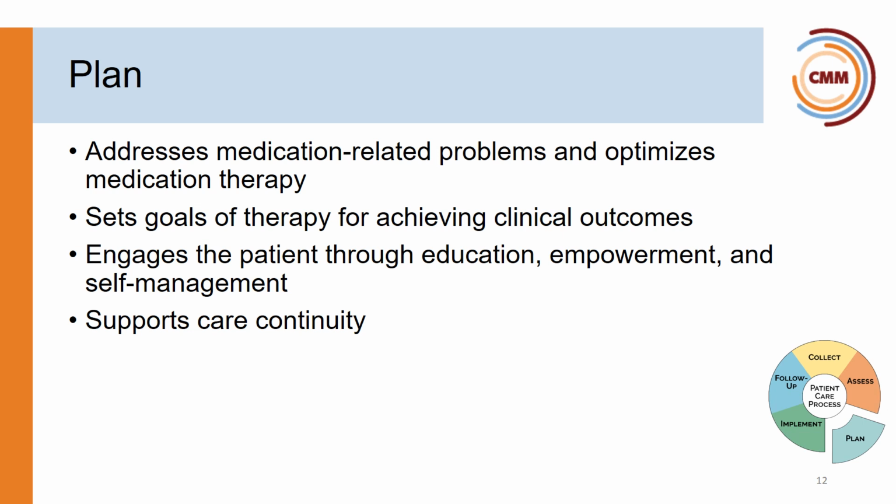Following assess is plan. The pharmacist develops an individualized evidence-based care plan in collaboration with the healthcare team and the patient or caregiver. This process includes establishing a care plan that addresses medication-related problems and optimizes medication therapy, sets goals of therapy for achieving clinical outcomes in the context of the patient's overall healthcare goals and access to care, engages the patient through education, empowerment, and self-management, and supports care continuity, including follow-up and transitions of care as appropriate.